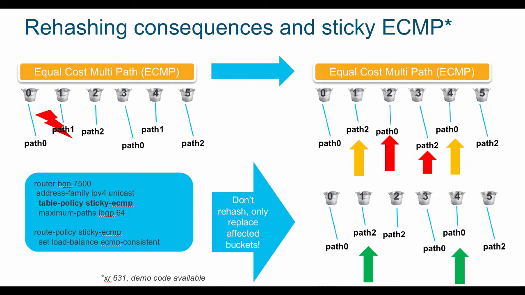Now, with this consistent load balancing or persistent load balancing or sticky ECMP or whatever we want to call it, what we do is we are not touching the buckets that are not affected by this path failure. We're only touching the buckets that have a path failure. So buckets 1 and 4.